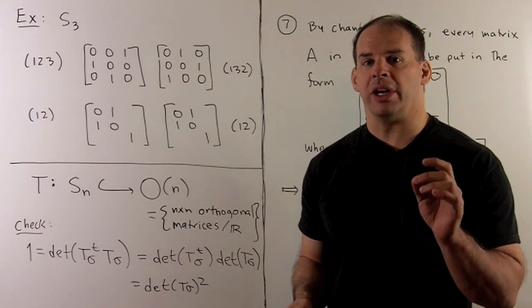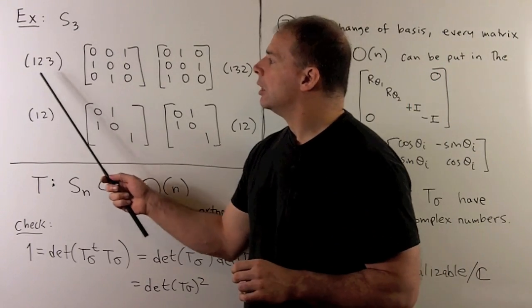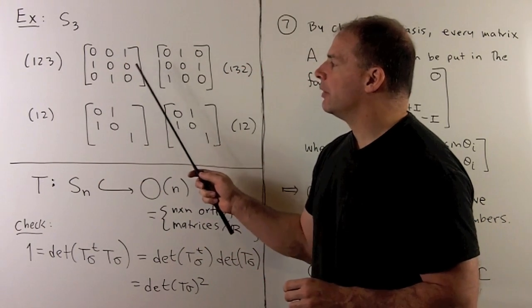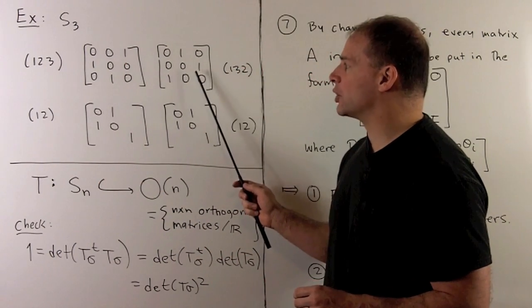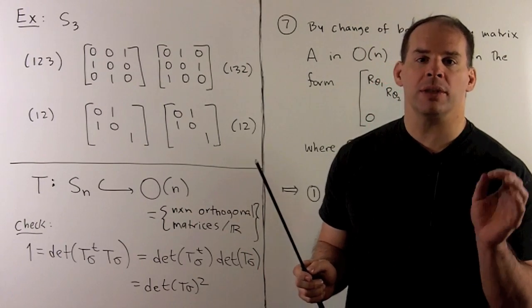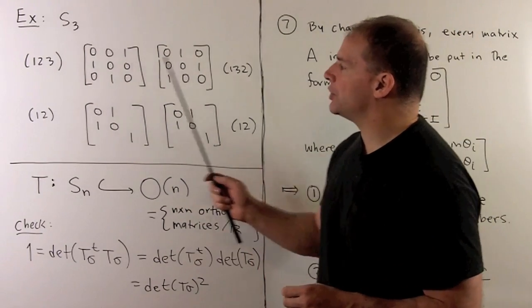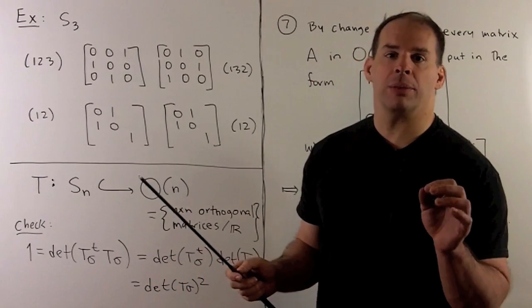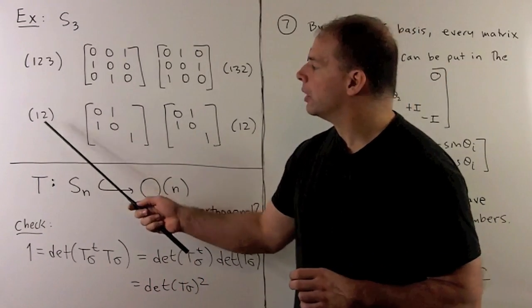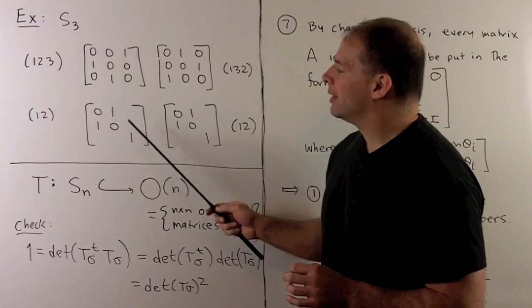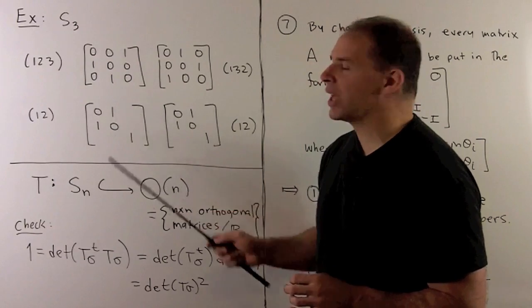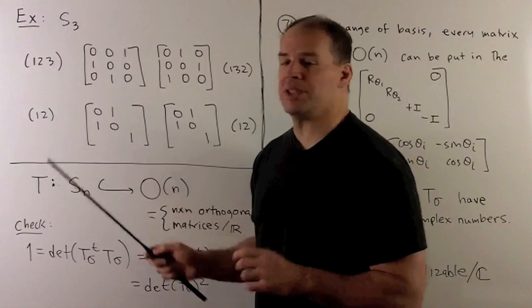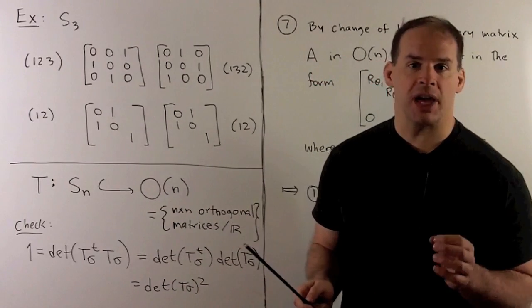If we consider S3 again, for the permutation 1, 2, 3, we have the following matrix. If we take its transpose, that's the inverse matrix. And we note it's the matrix for 1, 3, 2, which is the inverse of 1, 2, 3. If I consider (1 2), we get the following matrix. This matrix is equal to its own transpose and its own inverse. The inverse of (1 2) is equal to itself, so that checks out also.